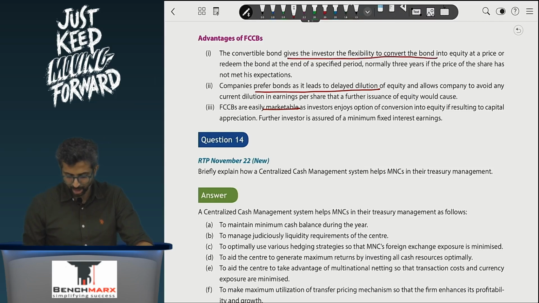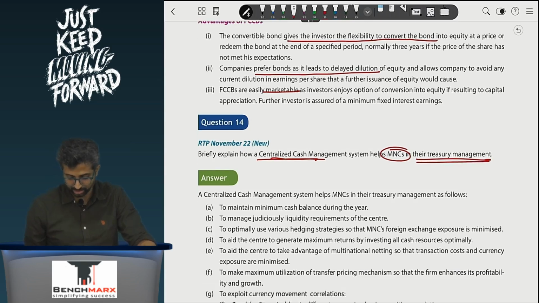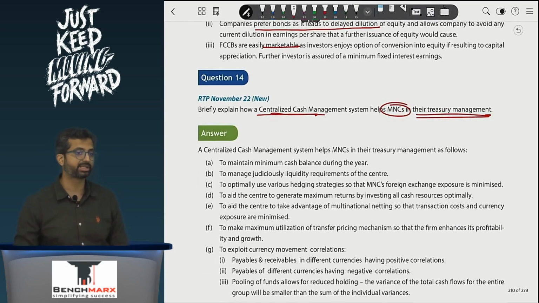Briefly explain how centralized cash management helps MNCs in their treasury management. Centralized cash management, how does it help in treasury management? If they are saying that if I have to manage cash on a centralized basis, I will ensure that minimum cash balance is maintained as required.